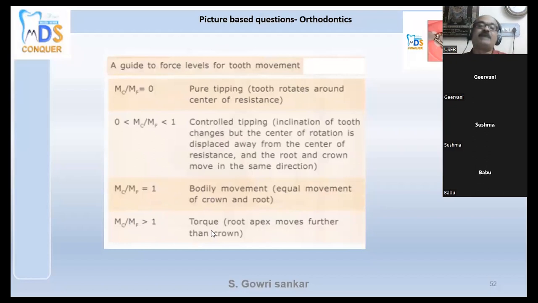In the same way, we have M by F ratios. I think you remember M by F ratios very well. Are you thorough with them? What is the M by F ratio in torque? Yes, 12 is to 1. For bodily movement, it is 10 is to 1. Below 10, it is tipping. As the ratio becomes less, it becomes uncontrolled tipping. Now you understand what uncontrolled tipping is, what controlled tipping is, what bodily movement is, and what torque is.